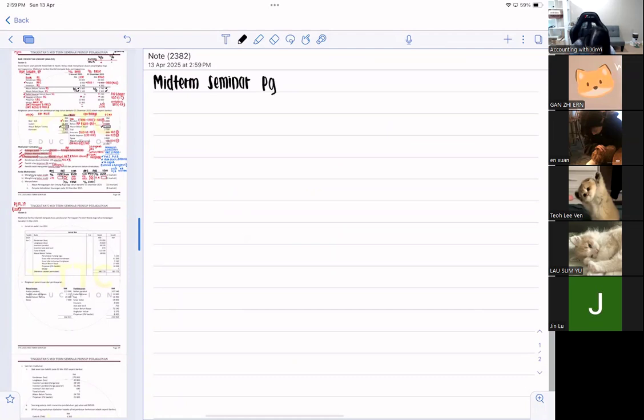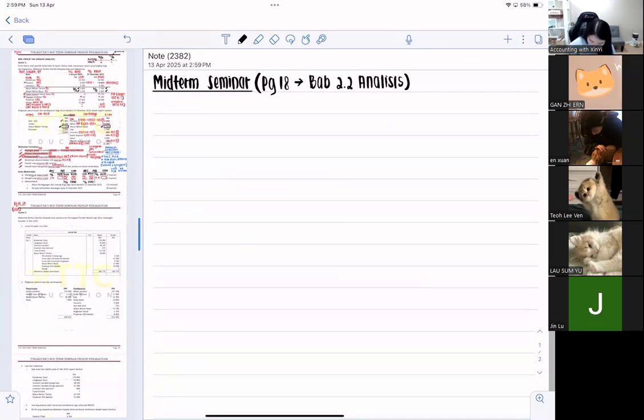Midterm seminar, and we are doing page 18. Bab 2.2 analysis. Because if I just write chapter 2, maybe you don't know which method I'm talking about. So to be exact, it's analysis.